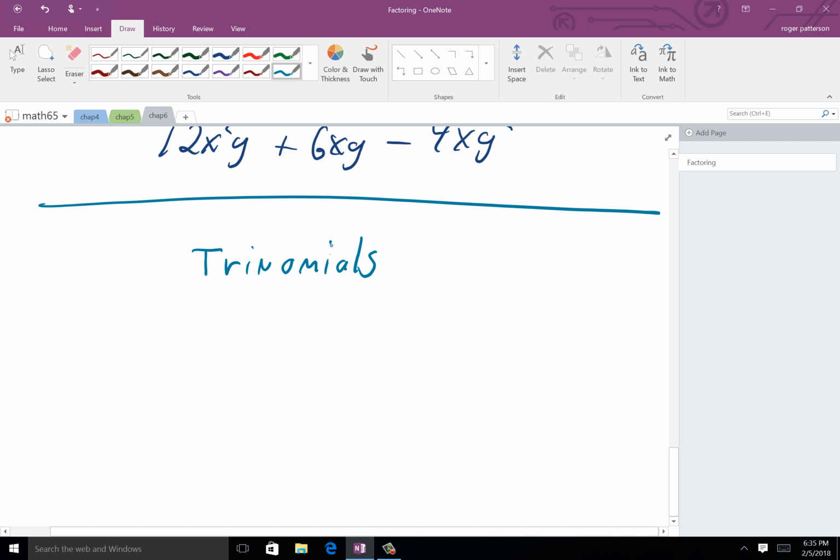So, trinomial factoring, at first it might be a little challenge for you. Once you get the hang of it, it'll be the easiest one you probably do. So, trinomials, tri means 3, nomials means terms, so this type of factoring is going to have 3 terms to start with. So if we see 3 terms, then we're going to probably think, hey, I think this is a trinomial.